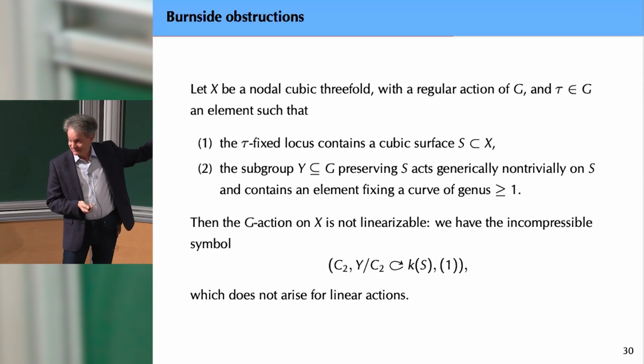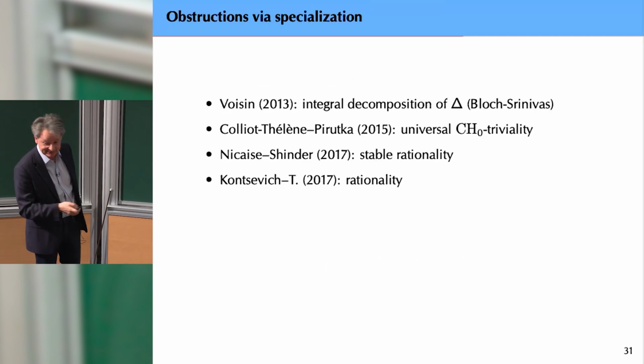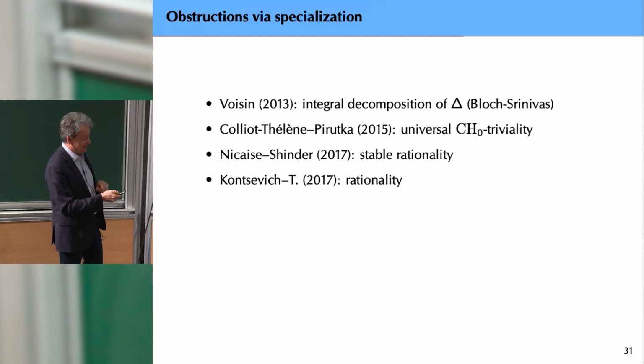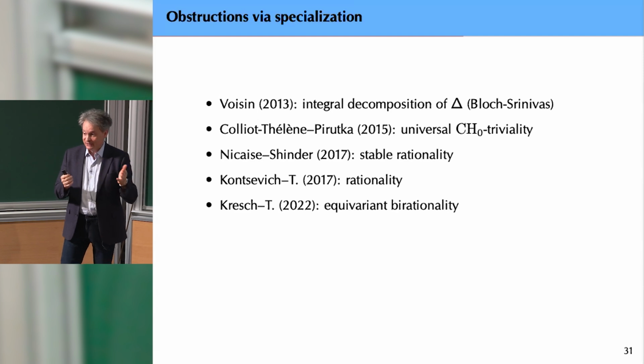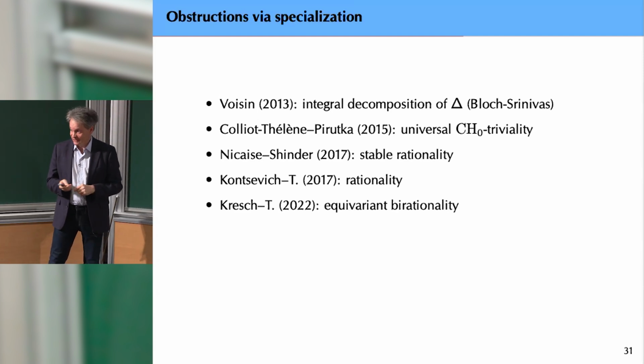So that's what you get. This is sort of an instance, and of course, many other things. Finally, specialization, the paper with Maxime. Specialization says that if you have a family, generic fiber rational, and special fiber not too singular, the special fiber has to be rational as well.